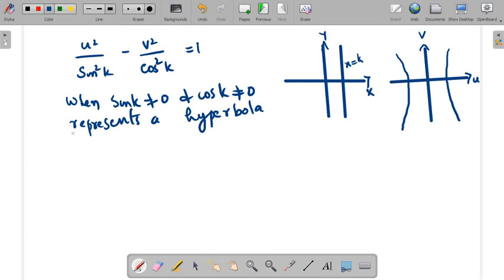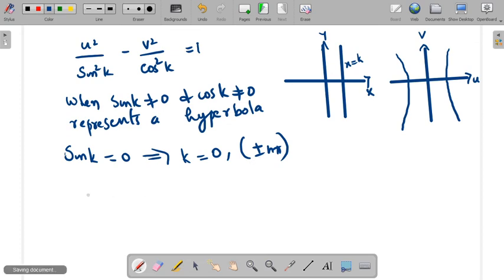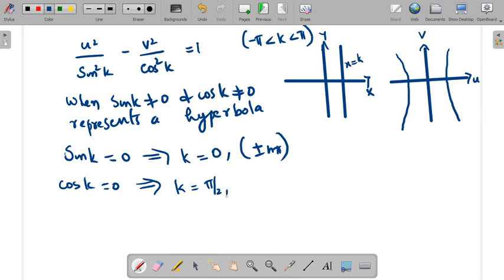So sin k equal to 0 means k equal to 0, or let us take a basic value; in general it is plus or minus n pi. So the case k equal to 0 has to be discussed separately. Let us look at values from 0 to 2 pi only. And for cos k equal to 0, let us assume that k is between minus pi to plus pi, just basic values. So cos k equal to 0 gives k equal to pi by 2 or minus pi by 2. Generally we know it is plus or minus (2n plus 1) pi by 2.